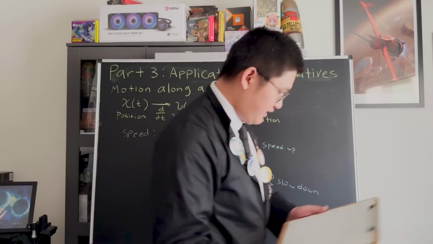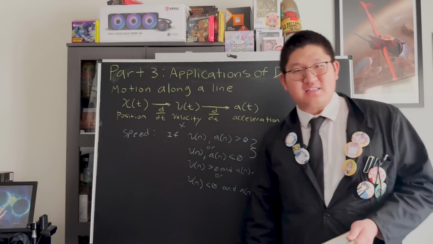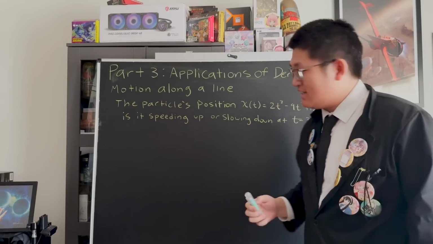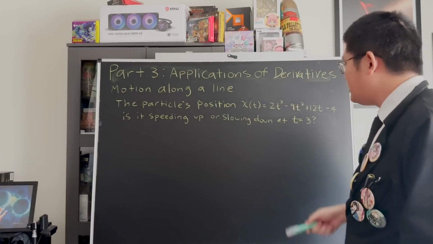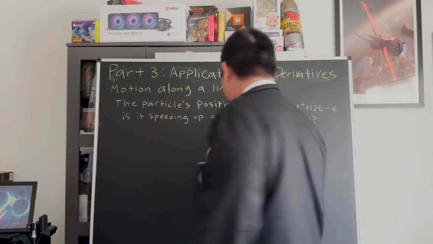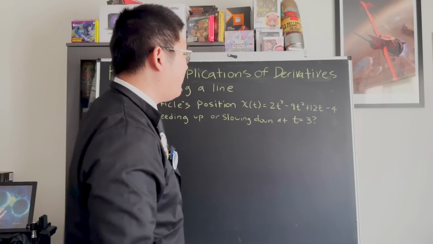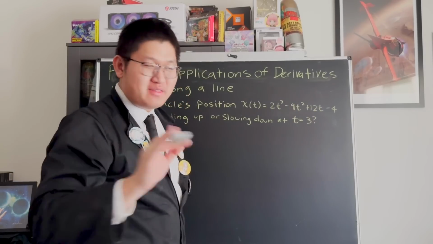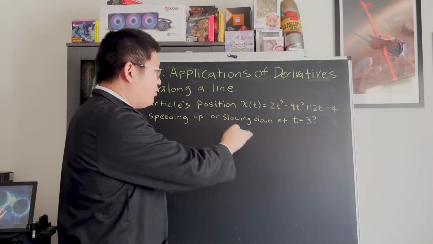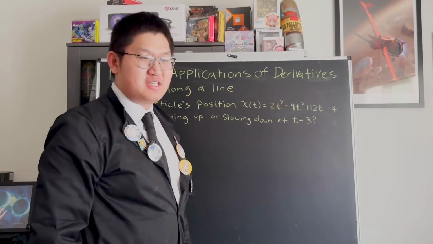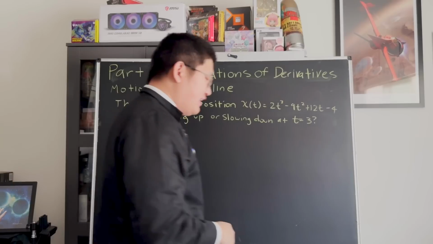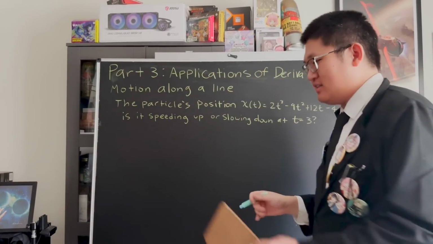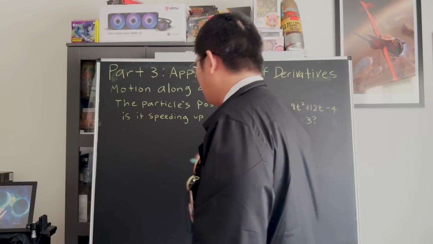So if that were the case, if we just simply looked at something like this, a very classic example for a position which was given as x of t equal to 2t to the third power minus 9t squared plus 12t minus 4, but they want to know if it is speeding up or slowing down at time t equal to 3. Just like we've stated, we need to look at both the acceleration and the velocity together to make that conclusion.